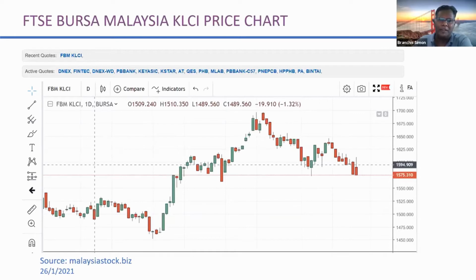But if the market is going down, like Bursa is going down today, what do you see in this chart? What do you see? The market is going down, right? Okay, so you're referring to this area, right? Correct. Okay. Yeah, because the market is going down.